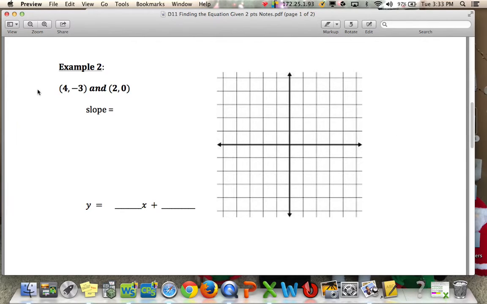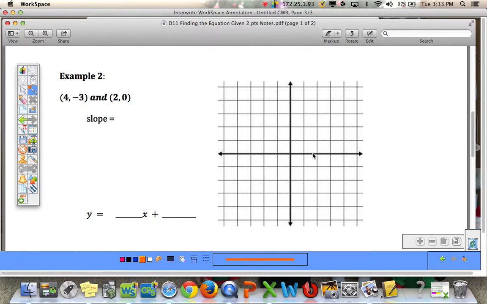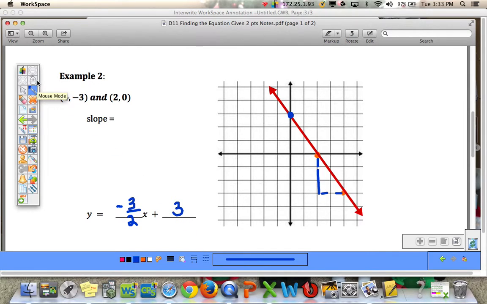So for this line right here, we have 4, negative 3, and we have 2, 0. And we're going to draw this line in. It appears that the slope is negative, and it looks like we're going down 3 over 2, so minus 3 over 2x, and our y-intercept is at 3. So there's the equation of the line: y equals negative 3 halves x plus 3.